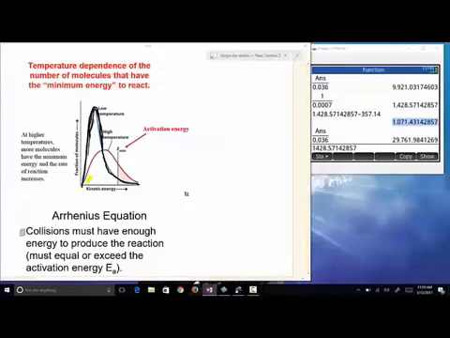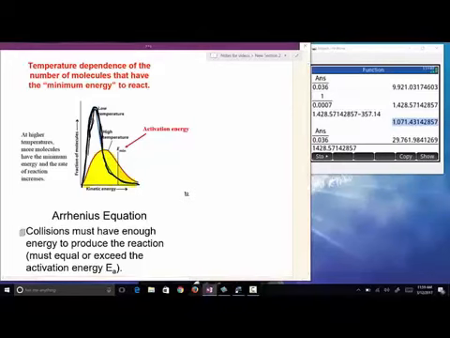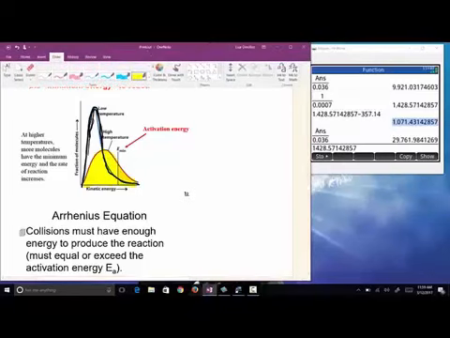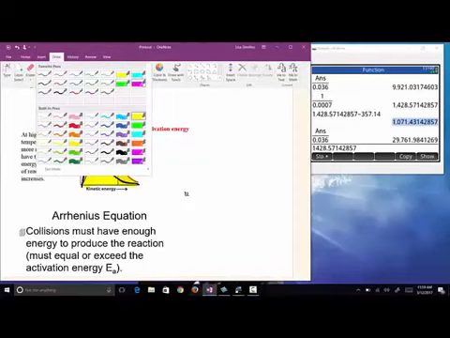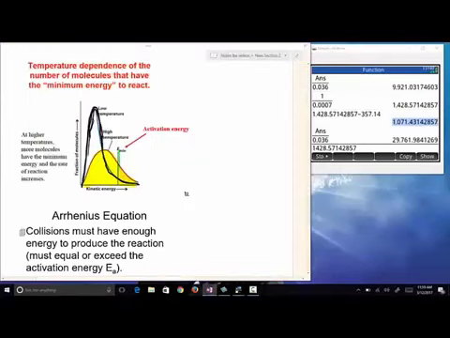Let's go back up here. There we go. So here, when we get to a higher temperature, see how we get a wider distribution of kinetic energies. And then the other thing to note, which is kind of the purpose of this graph, is that if this is our activation energy, we'll see a lot more of my particles would be capable of having a collision that would have enough energy for the reaction to go forward.